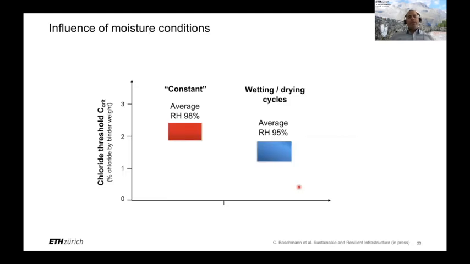Another influencing factor that is relevant are the moisture conditions. And here I would like to show you some recent results from a laboratory study where identical concrete specimens with reinforcing steel inside were exposed to different moisture conditions. And then the chloride threshold value was measured by stopping the experiments once corrosion started, and at that point measuring the chloride concentration in the concrete.